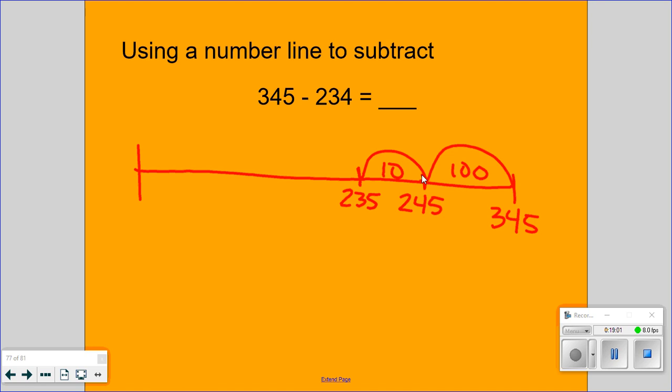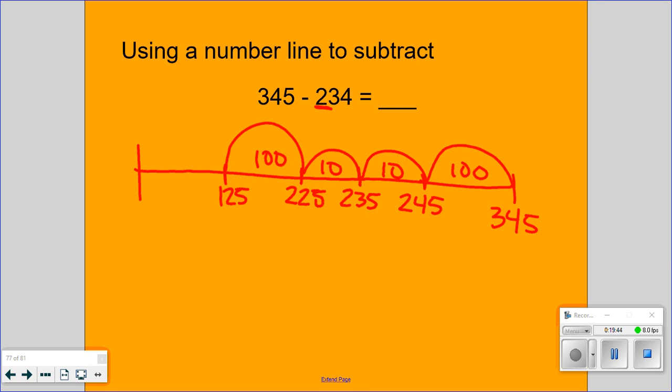Okay. If I go back another 10, what number am I at now? 220. Ooh, forgot how to write a 5 for a second. Now what? Caleb? I would do another 100. We still got 200s. I might as well do another 100. Jalen, when I did that, now what number am I on? 125. So far, so good?